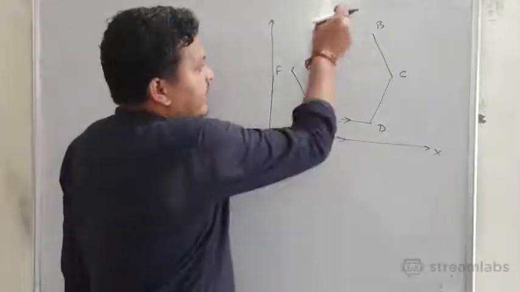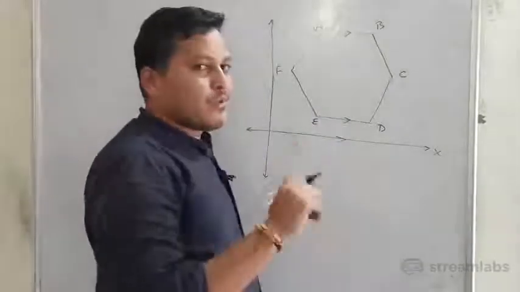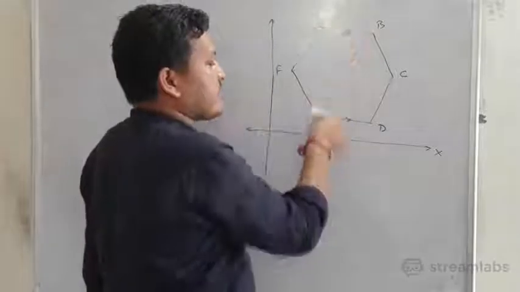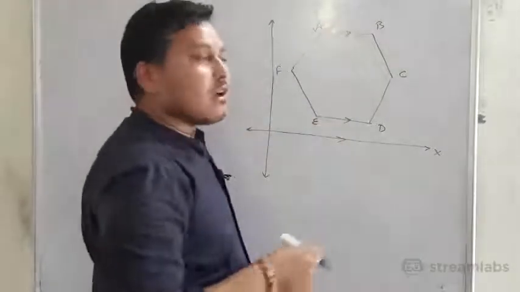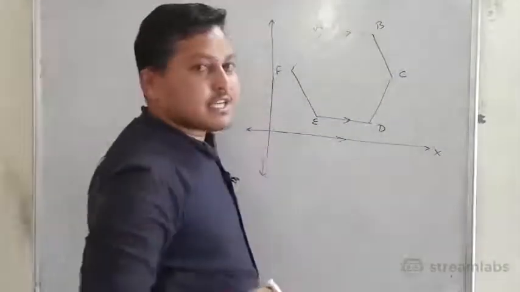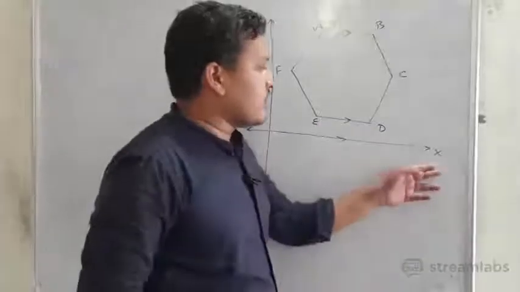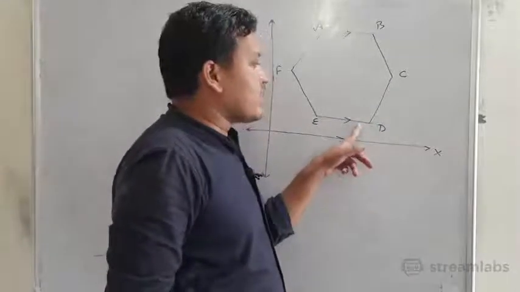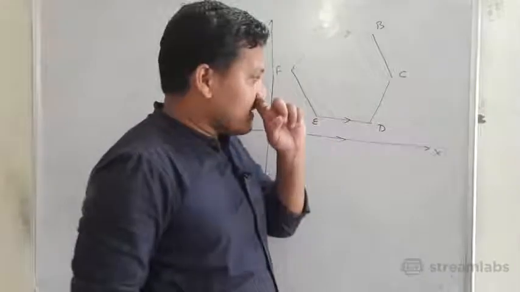First, ED and AB are parallel. So what is their slope? Their slope will be equal to the slope of the x-axis. The slope of the x-axis is 0. The slope of ED is equal to 0. Slope of AB is equal to 0.